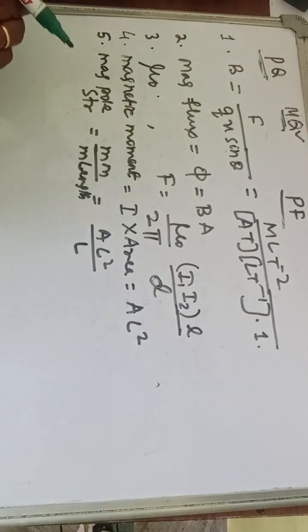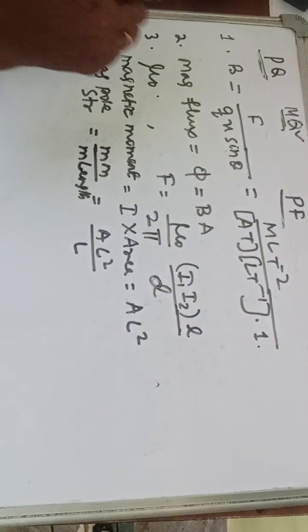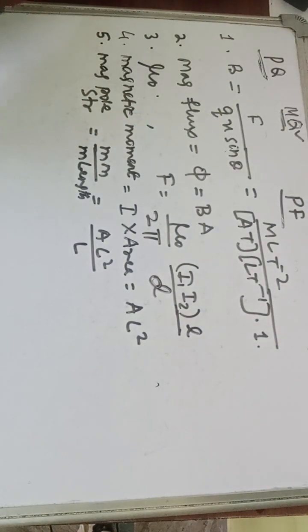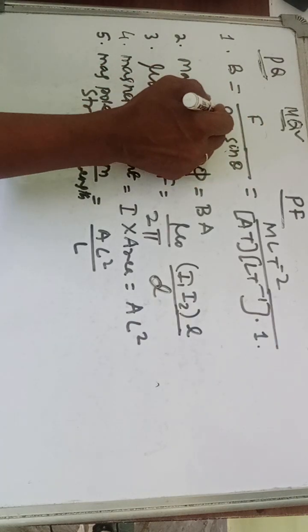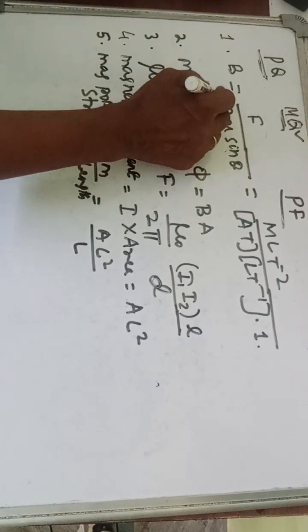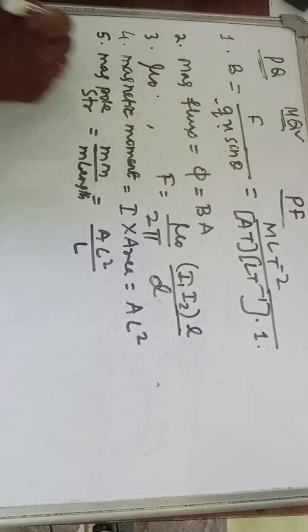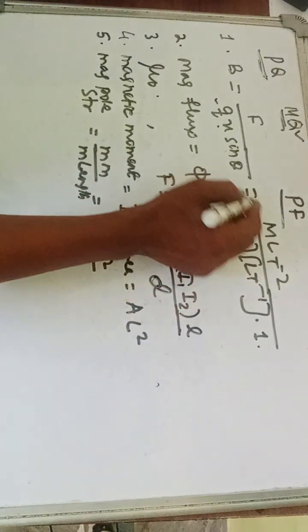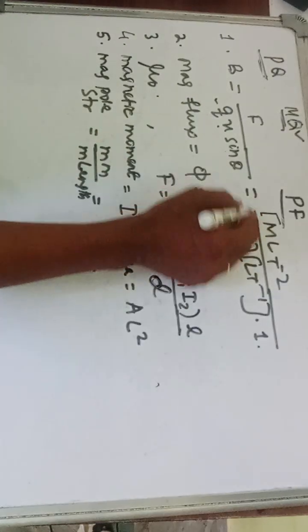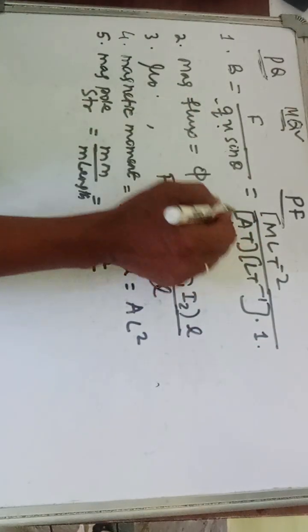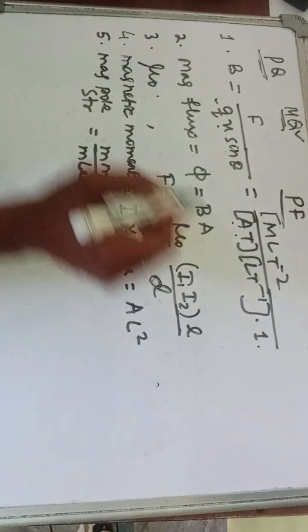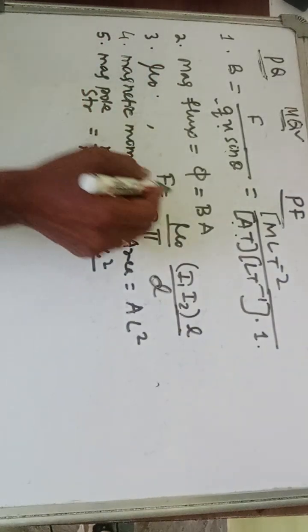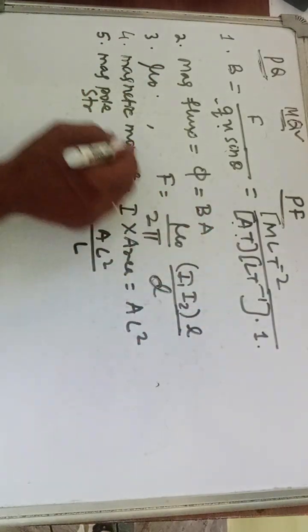Now we have certain magnetic quantities. Number one, magnetic field strength or magnetic field. It is force by q v sine theta, that is charge, velocity of the charge and sine theta. Now for force, MLT⁻²; for q it is AT; for velocity, LT⁻¹; sine theta has no dimension, 1. Magnetic flux is magnetic field times area.